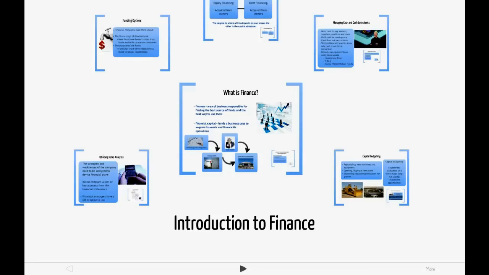We'll go over different funding options, capital structures, also managing cash, cash equivalents, as well as inventories and accounts receivable. And then lastly, we'll end with a discussion of capital budgeting, as well as the time value of money, future, as well as present values.